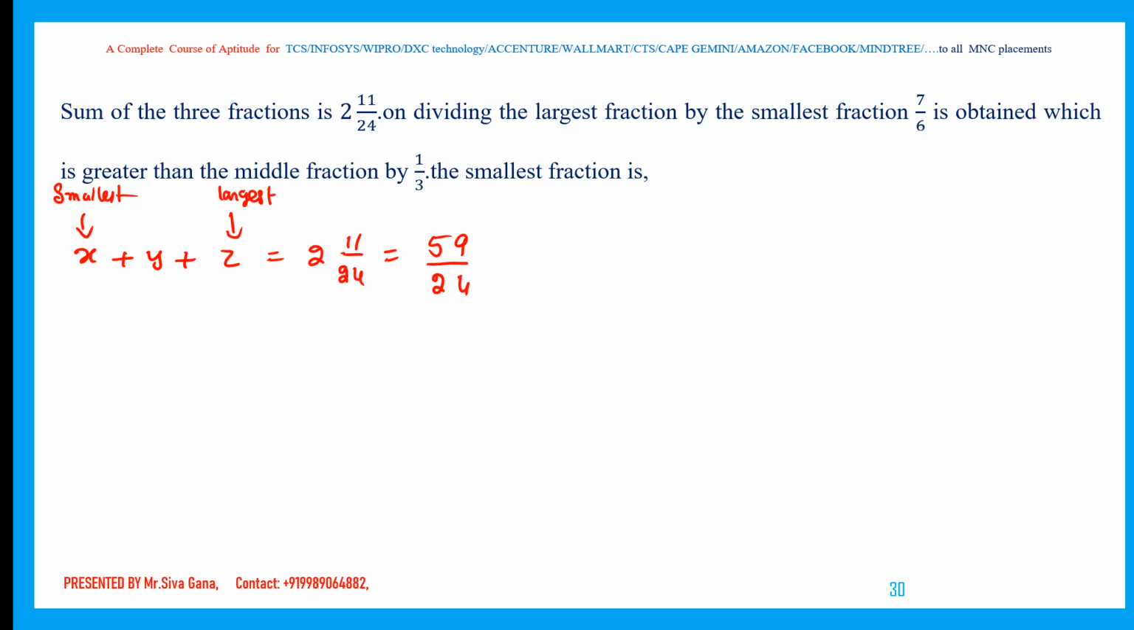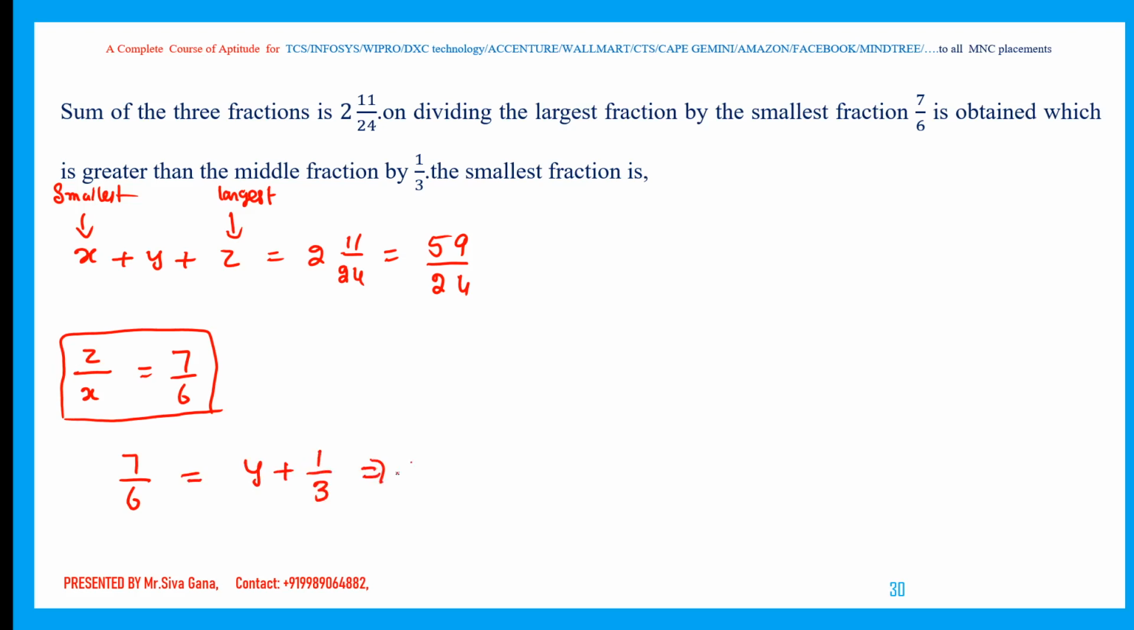Now just apply. On dividing the largest fraction by the smallest fraction, 7/6 is obtained. This is one thing he has given, right? And this 7/6 is greater than the middle fraction by 1/3, which means the middle fraction plus 1/3 will give 7/6. That's it. Therefore, y is equal to 7/6 minus 1/3. 6 is the LCM. 7 minus 3 twos are 6, which is nothing but 5/6. So y is equal to 5/6. Middle one is done. Now make use of this in the best way.